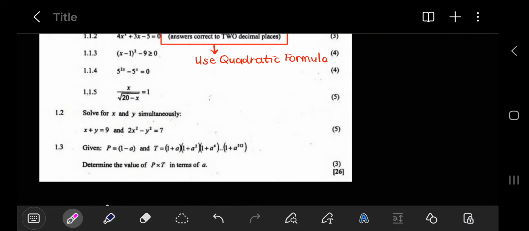Let's look at 1.3. It says given p is equal to 1 minus a and t is equal to 1 plus a squared, 1 plus a to the power 4, and it continues all the way up until 1 plus a to the power 512. Determine the value of p times t in terms of a.